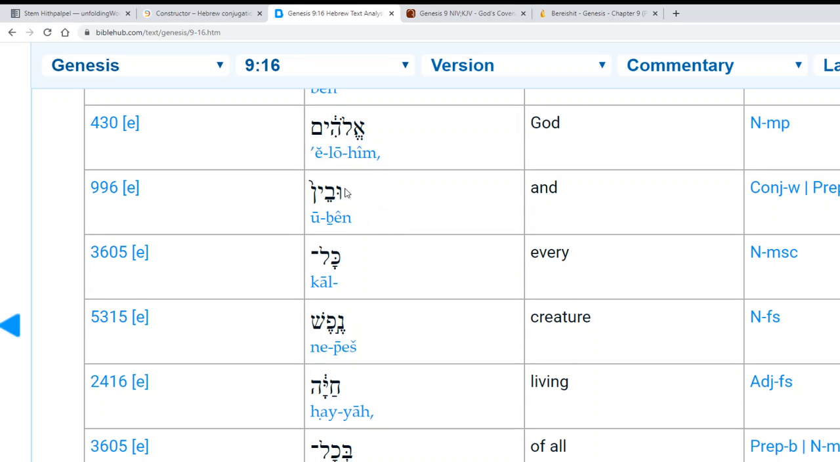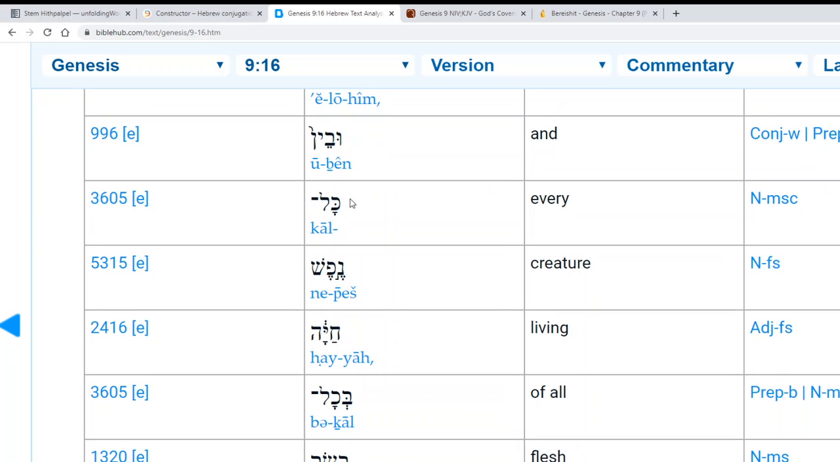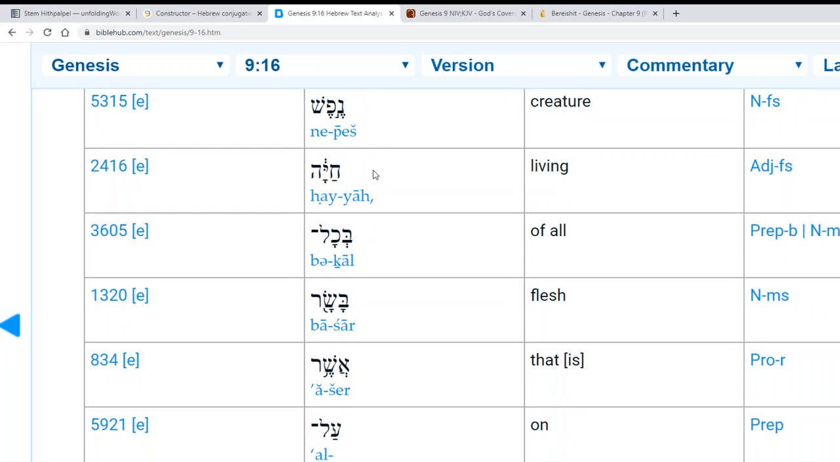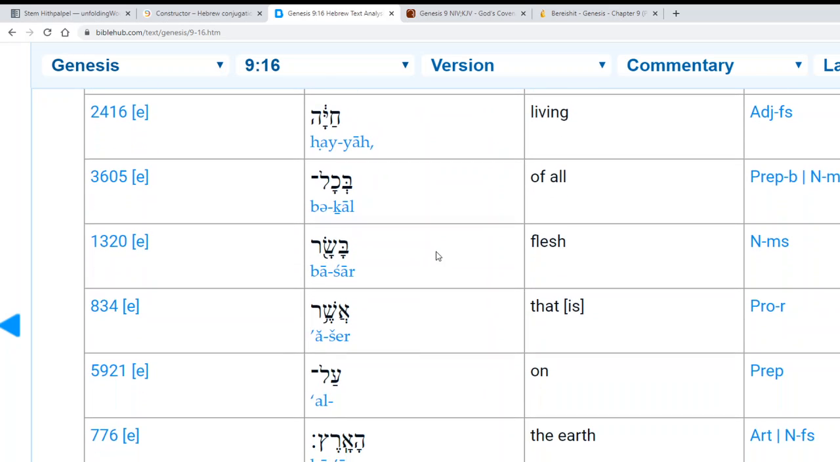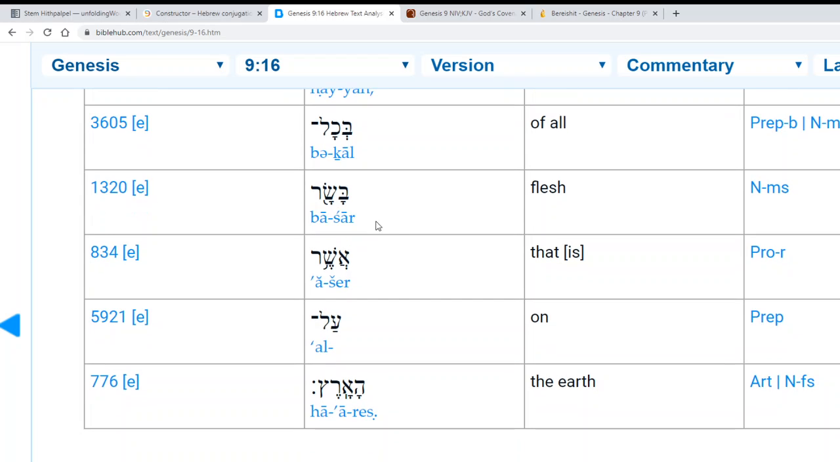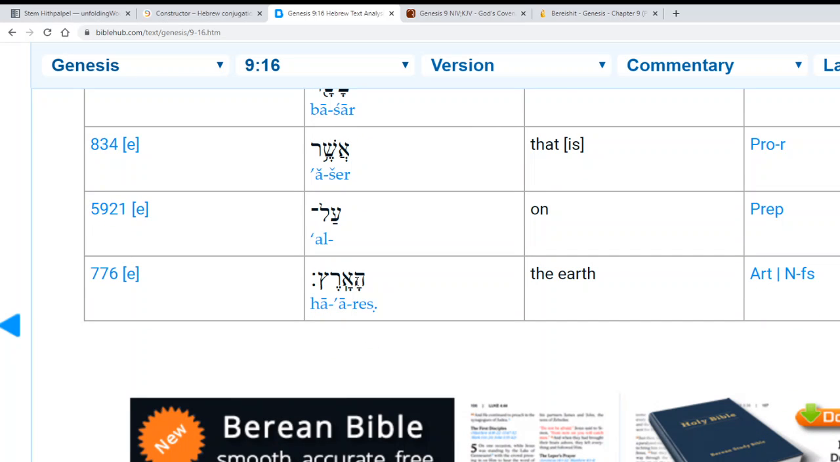Uvein, so conjunctive vav, preposition vein. Kol nefesh chaya. Again, similarly, we've discussed nefesh chaya several times. Bechol, prepositional bet, chol meaning all, basar, flesh, asher. The pronoun relative here is, I agree, being used as a verb in the present tense. Al is the preposition with the ayin, haaretz, article, and land.